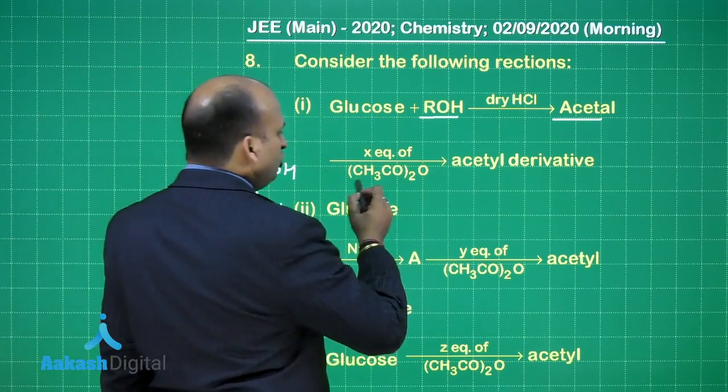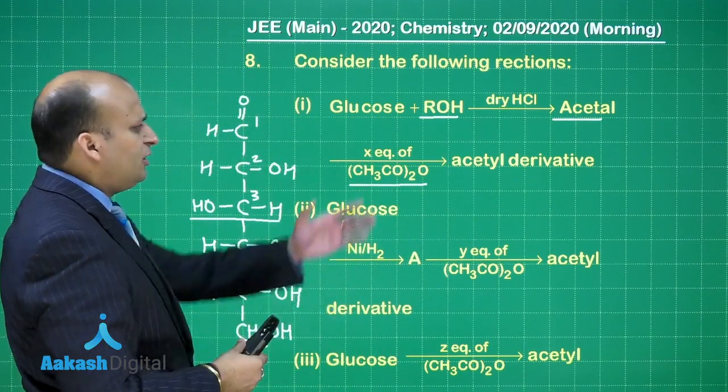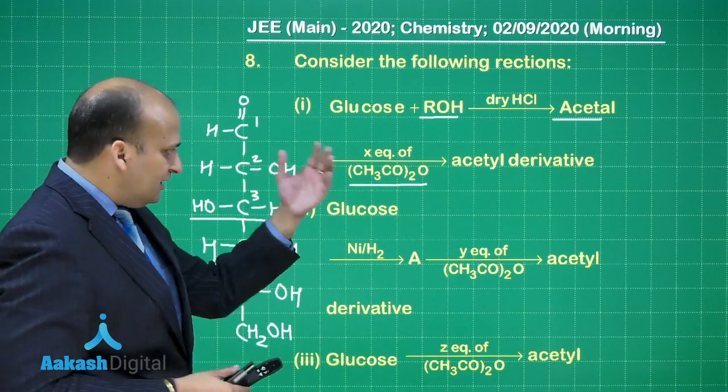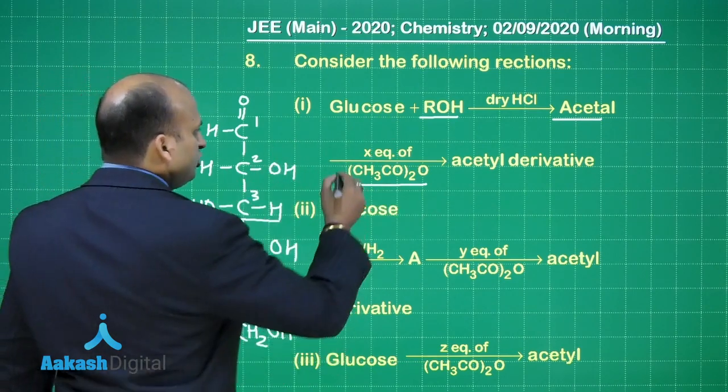So if you are going to use acetic anhydride, how many equivalents would be used? Basically you are forming an acetyl derivative. This acetic anhydride is going to react with the OH groups. How many are there? 5. So X should be equal to 5.